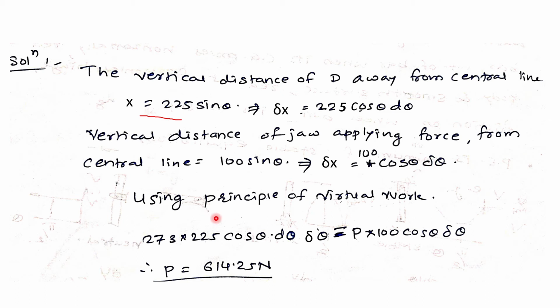So by using the principle of virtual work, again equating these two equations, what we get, that force into the distance, right? F 273 into distance is equal to this force P into its vertical distance, right? So P is the only unknown in this equation. So doing the calculation and getting the value of P, you can cross check your answer.